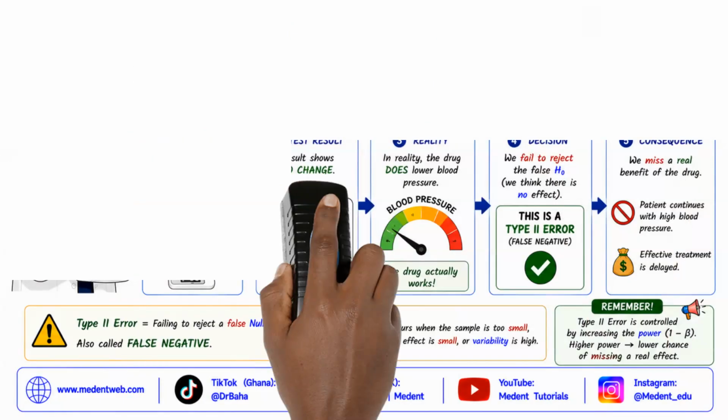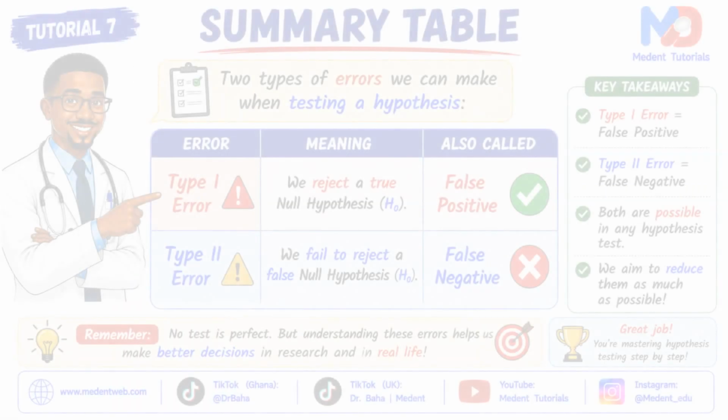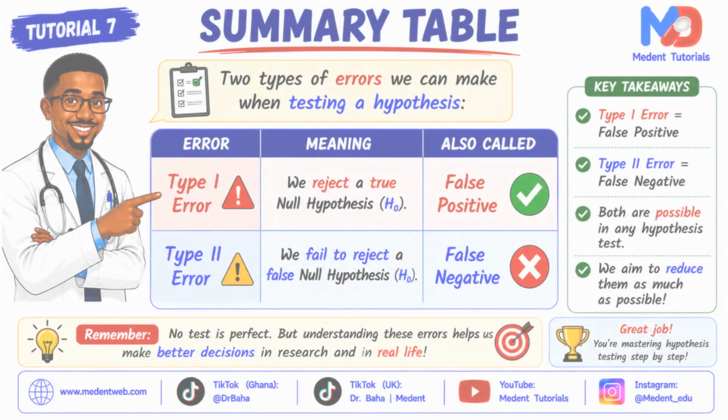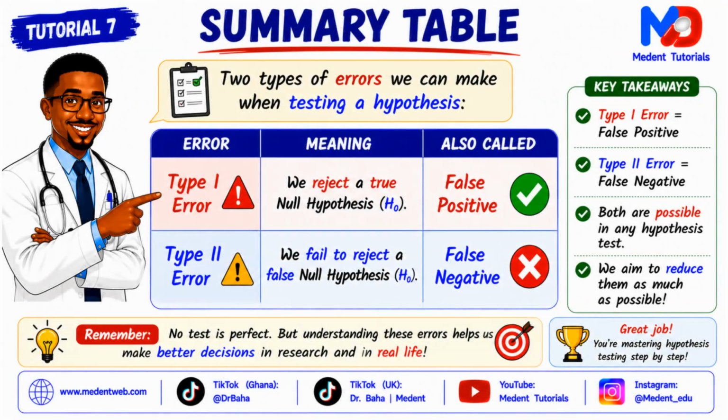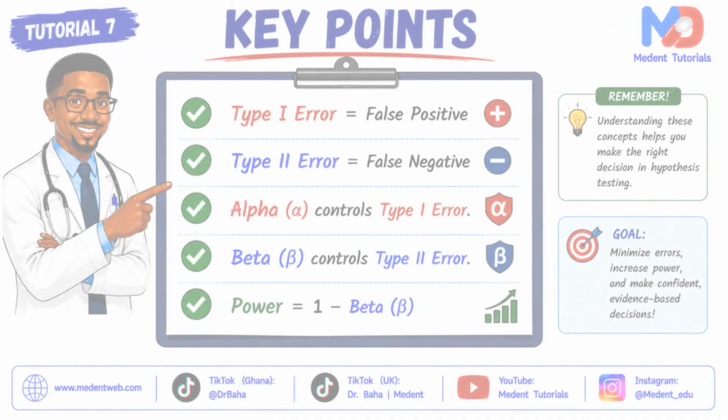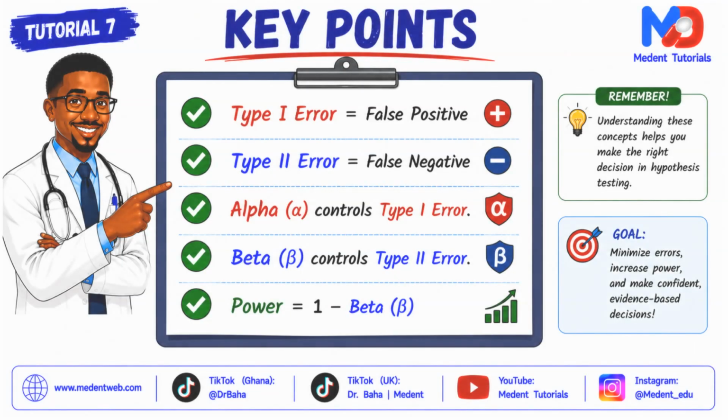Now, this summary table is worth remembering. It appears frequently in examinations and research discussions. Now, keep these 5 points in mind. They form the foundation for understanding errors in hypothesis testing and are essential for interpreting research correctly.